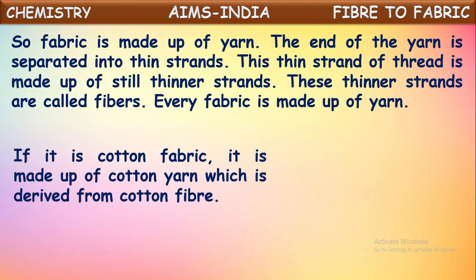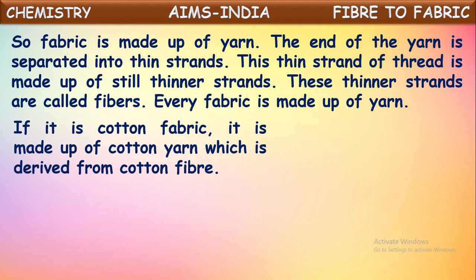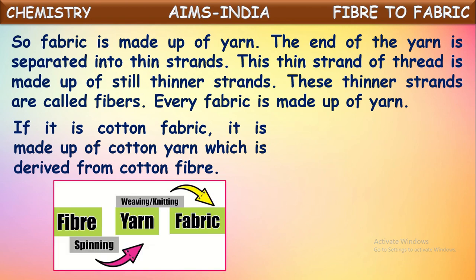of fiber. Now we can say, for example, if it is a cotton fabric, it is made up of cotton yarn, which is derived from cotton fiber. Okay, this is the pattern. First, fiber is obtained from different sources. For example, cotton fiber is obtained from cotton plants, and that will be spun into yarn. Those we can say are strands. So fiber is spun into yarn.